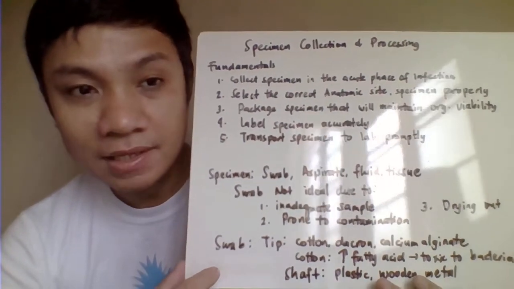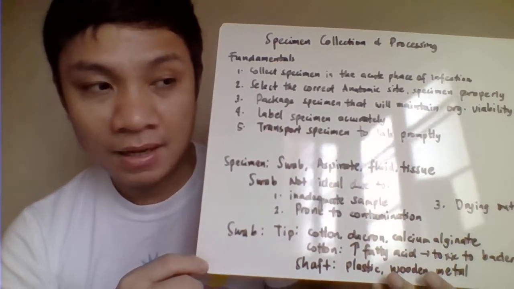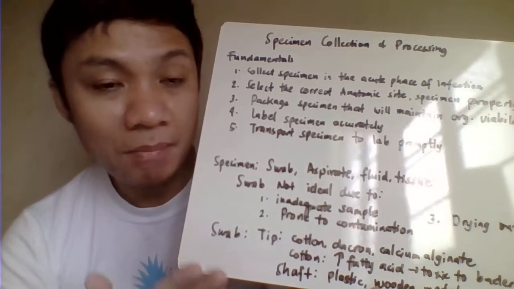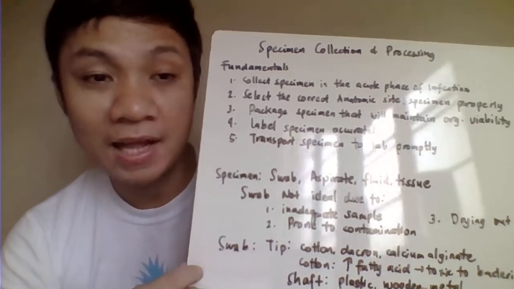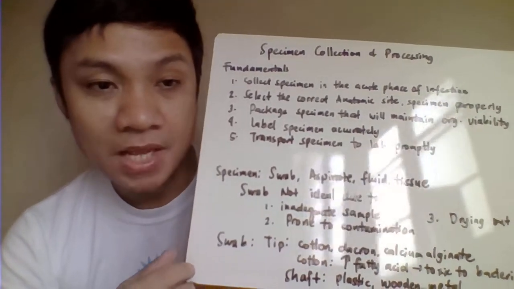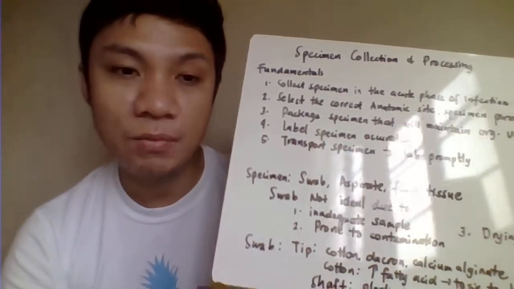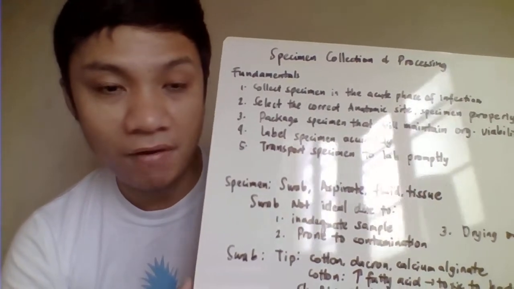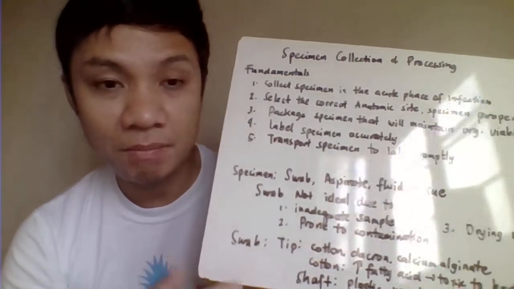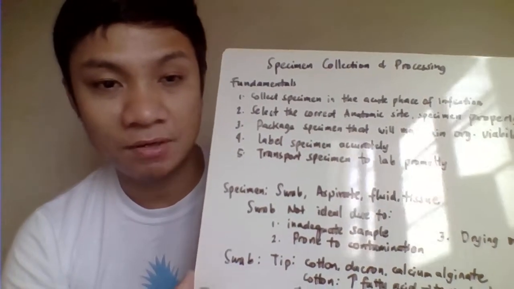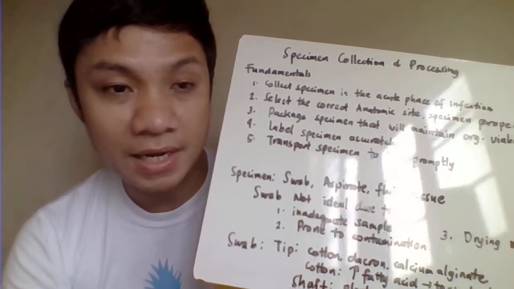When you're collecting the specimen, you need to make sure that it recovers the pathogenic organism that causes the infection, not the normal microbial flora in that particular site of your body. As we discussed in the previous discussion, we have different normal microbial flora. They are just present in different parts of your body, but they are not the ones causing the infection. So we are after the one really causing the infection, the pathogenic organisms.